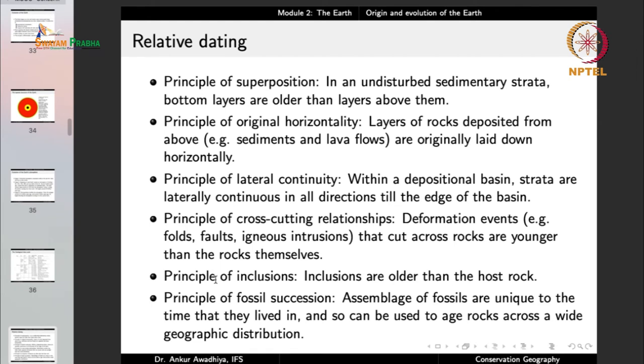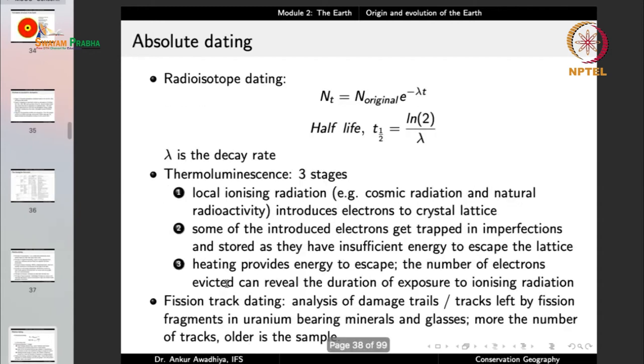We have the principle of inclusions. If there are inclusions, then they are older than the host rock. And we have the principle of fossil succession, which says that the assemblage of fossils are unique to the time that they lived in, and so they can be used to age rocks across a wide geographic distribution. In absolute dating, we make use of things like radioisotope dating, which depends on the half-life of various radioisotopes. We can make use of thermoluminescence, or we can use fission track dating. So we have different techniques that are available with us to date different things that are found on the Earth. And using them, we can build up a history of the Earth. We can now analyze what was there before we humans even came on this planet.